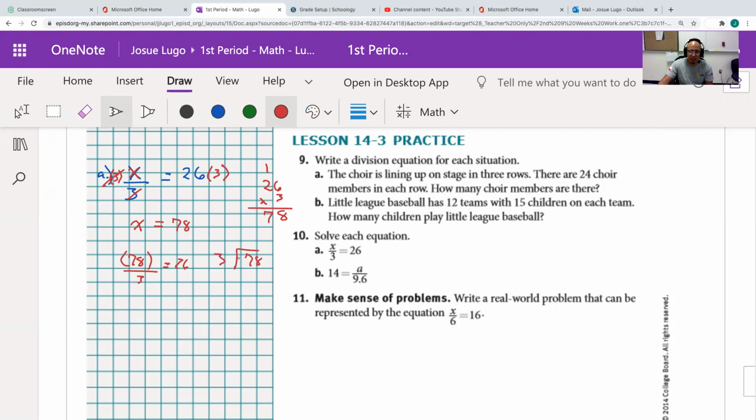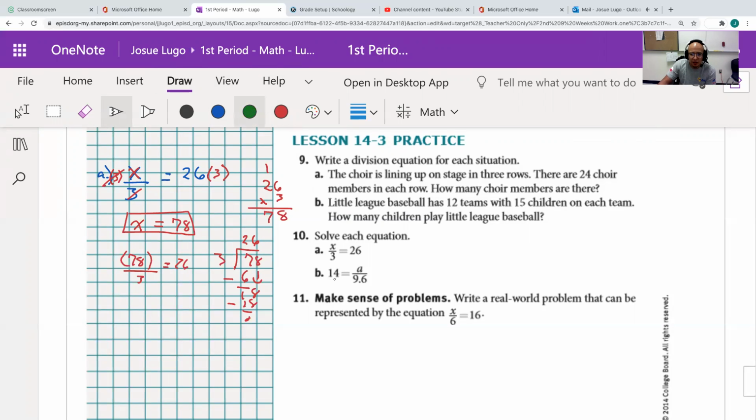Again, I am just checking it. 3 goes into 7 twice. That's going to be 6. Remainder 1, bring down the 8. And 3 goes into 18 6 times exactly. Ladies and gentlemen, the answer is that x is equal to 78. Very good. Let's do the next one.